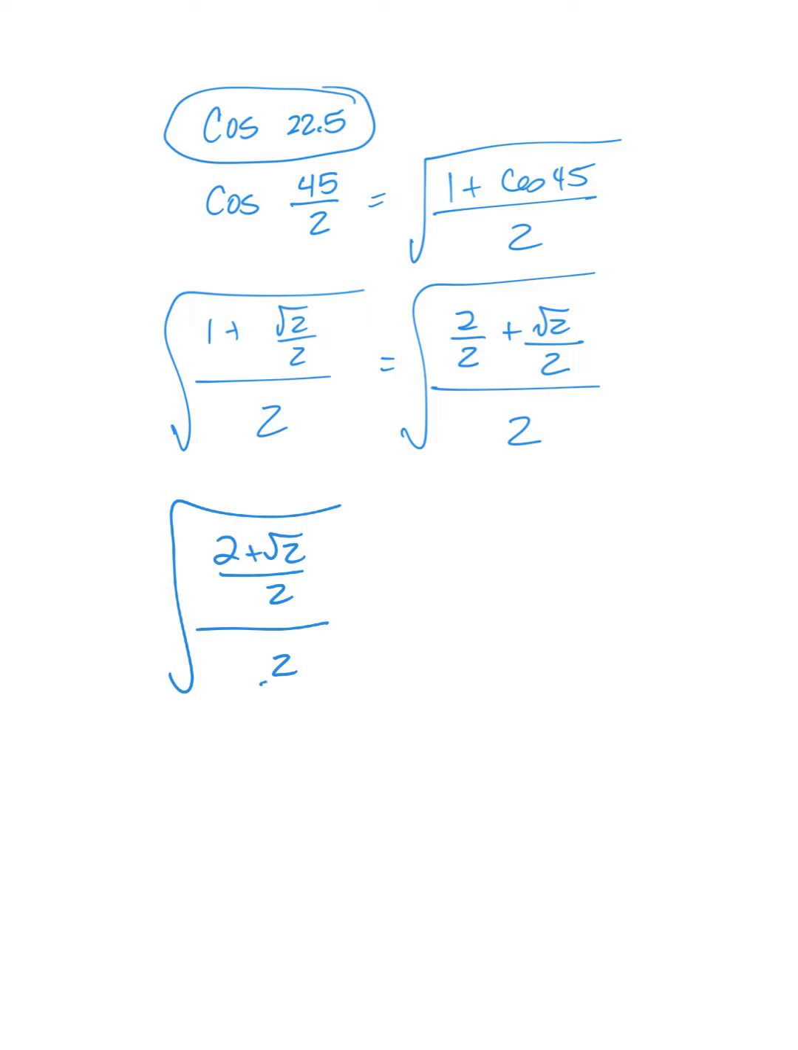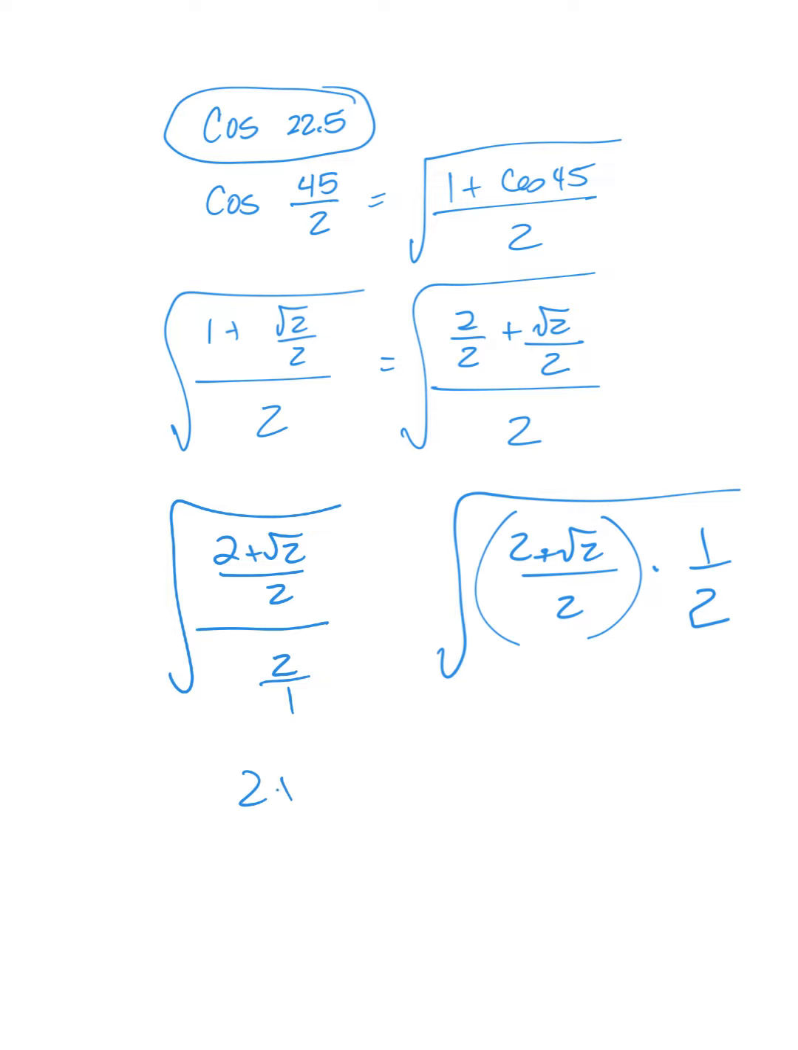So 2 is the same as 2 over 1. And now you do have a fraction over a fraction. So what that is, the top guy times the reciprocal of the bottom guy. Whenever you do that, keep, change, flip, that you learned somewhere back in 5th grade, and that ends up being 2 plus root 2 over 4, all under the radical, and we're not finished.